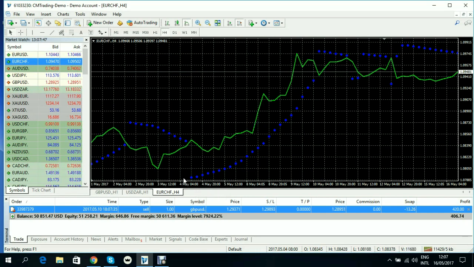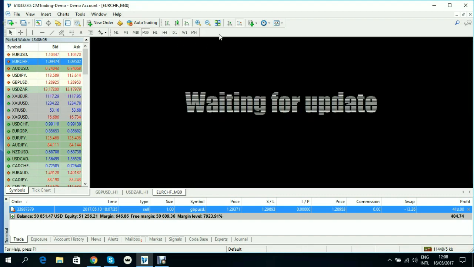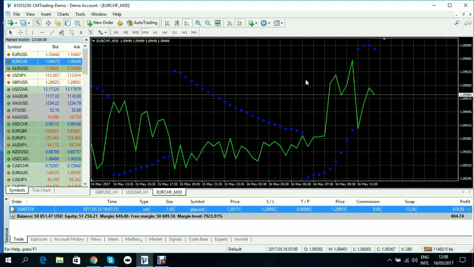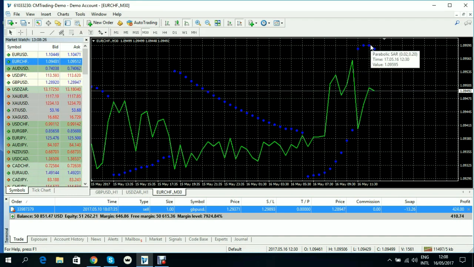Now this dot, depending on the time frame, each dot will represent that particular time frame. For example, if we are in a 30 minutes time frame chart, each dot here represents 30 minutes. What it means is that every 30 minutes a dot appears. Every 30 minutes a new dot will appear.